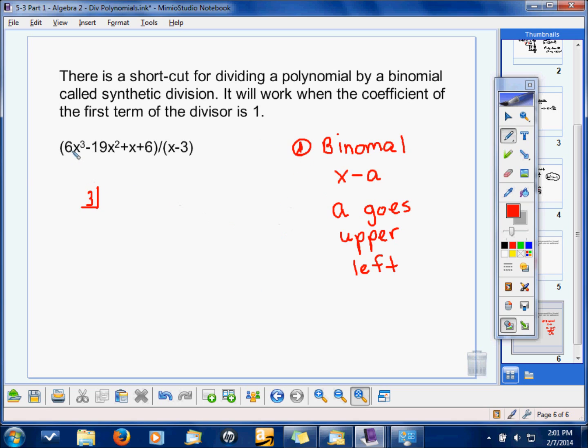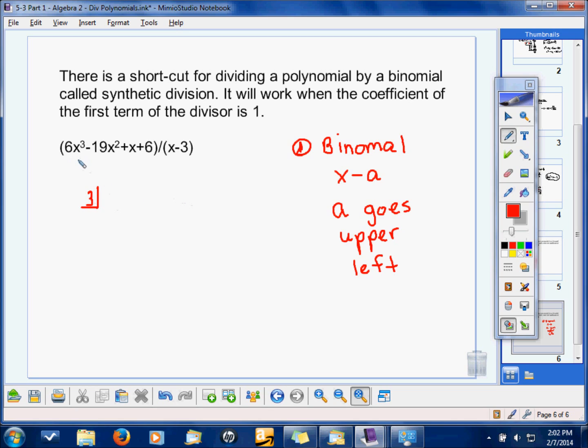The next thing you do is you take a look at the coefficients in the polynomial. The polynomial has to be in descending order. In other words, the exponents have to be going down in order. So 3, 2, 1, no variable at all here. So you're going to take the coefficients of each one of these terms and line them across the top next to the number in the box.